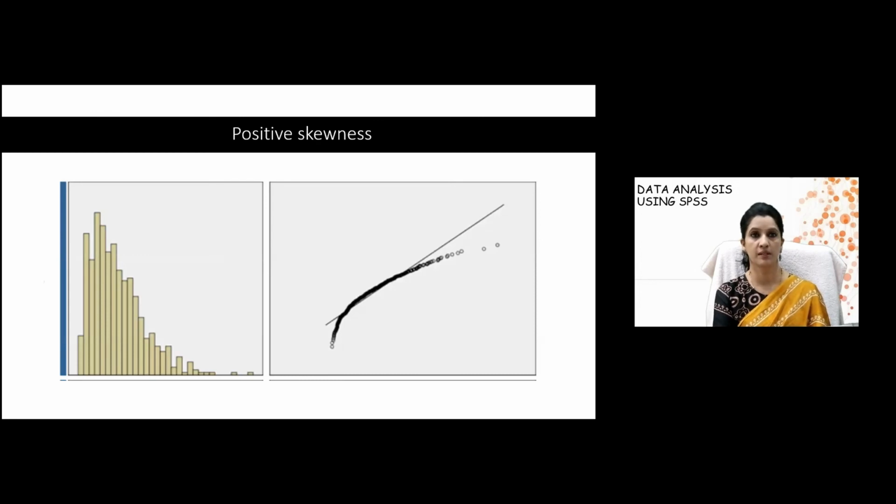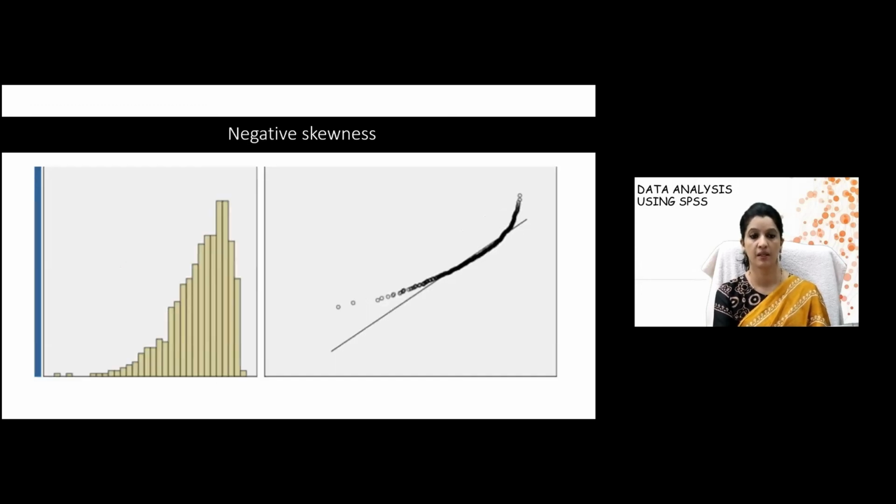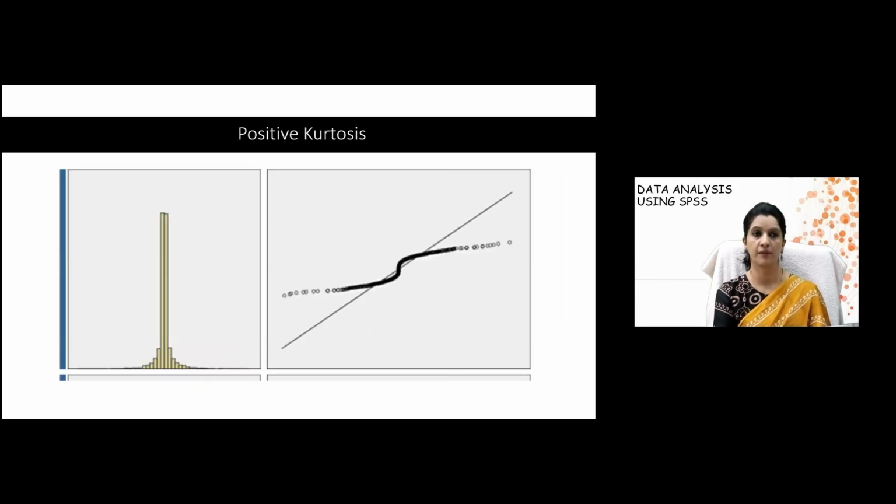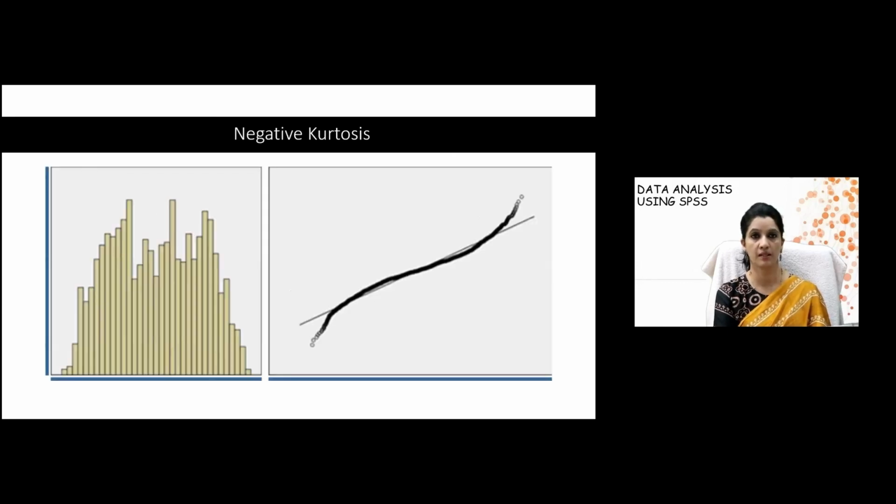So here you can see a graph. If it is positive skew data, the QQ plot will appear something like this. If it is negative skew data, the QQ plot will appear something like this. If it is positive kurtosis, the QQ plot will appear like this. And if it is negative kurtosis, the QQ plot will appear like this.